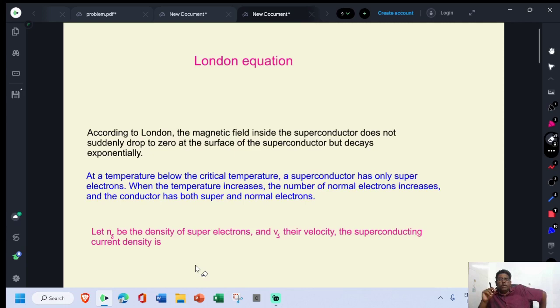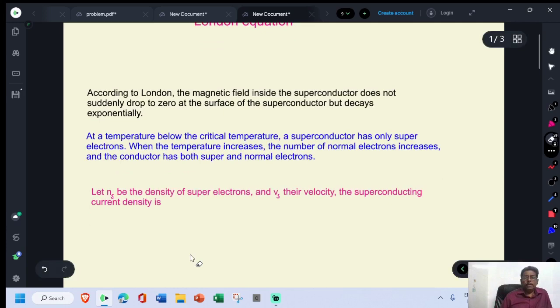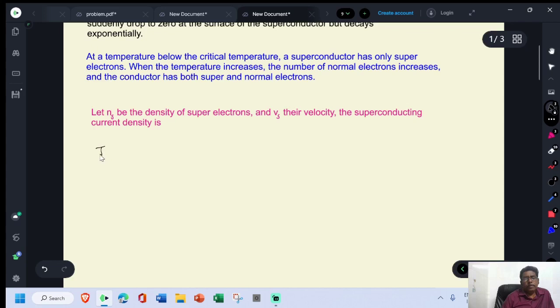Suppose n suffix s be the density of superconducting electrons and vs their velocity, the superconducting current density js is given by js equal to ns e vs. Here ns is the superconducting electron density, e the charge, vs the velocity of the super electron, and djs by dt equal to ns e dvs by dt.